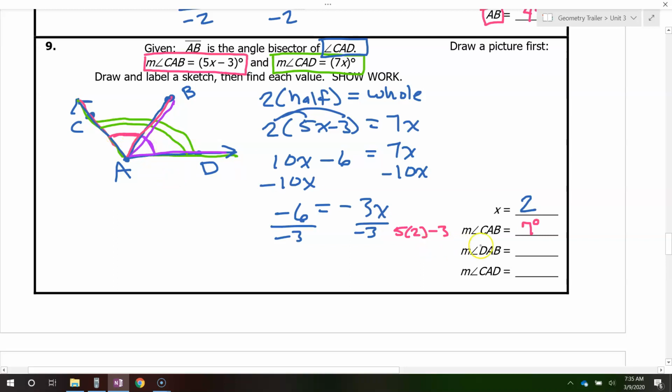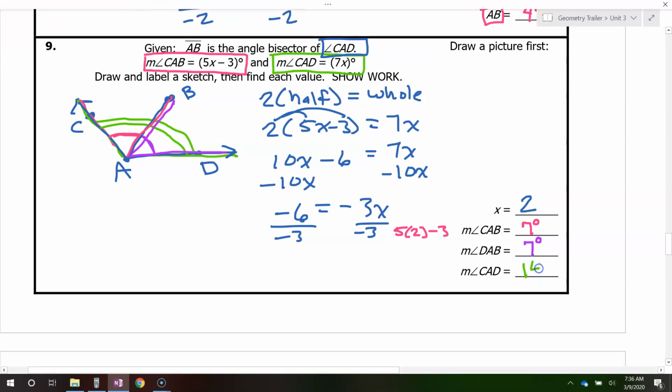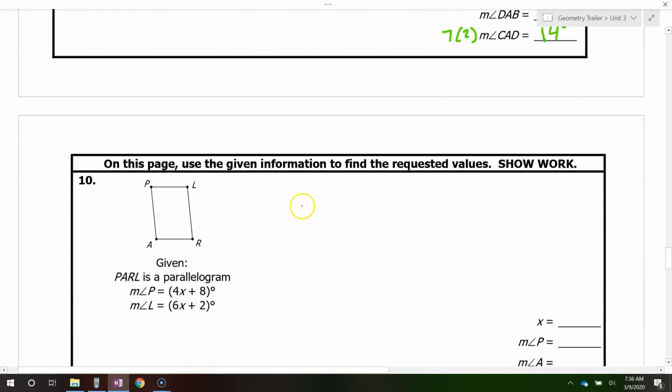And that's the other half. Okay, so if the first side is 7 degrees CAB, then DAB should also be 7 degrees. And then, of course, CAD is the whole angle, which should be double this. So that's going to be 14 degrees. All right, which should also be what I get if I were to plug in 2 for x right here, which would just be 7 times 2, which is also 14. So that is a way of checking your answer.